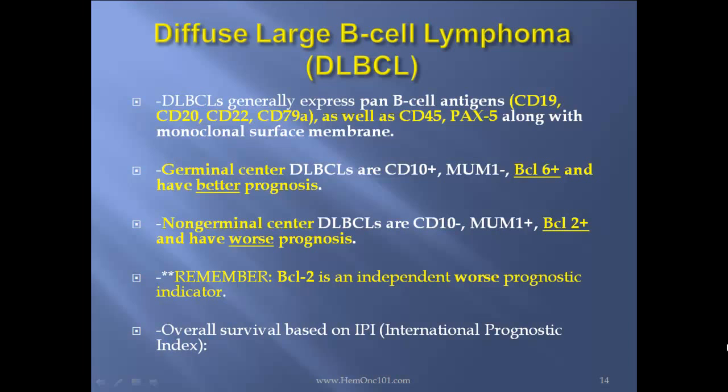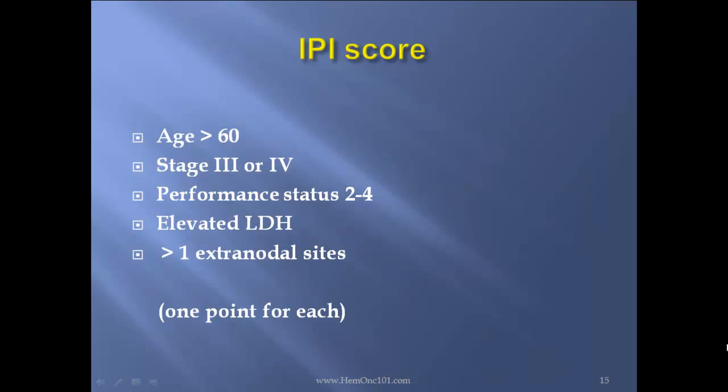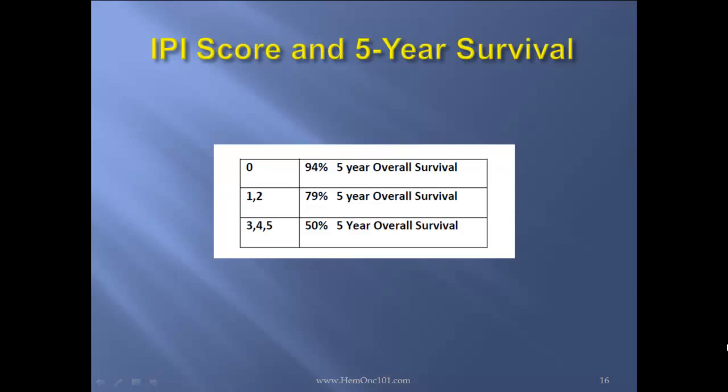Overall survival is based on the IPI, the International Prognostic Index. You get 1 point for each: age more than 60, stage 3 or 4, performance status ECOG 2 to 4, elevated LDH, and more than one extranodal site. Based on the IPI score, the 5-year survival at 0 is 95%, at 1 to 2 is 80%, and anything 3 or more is about 50%.